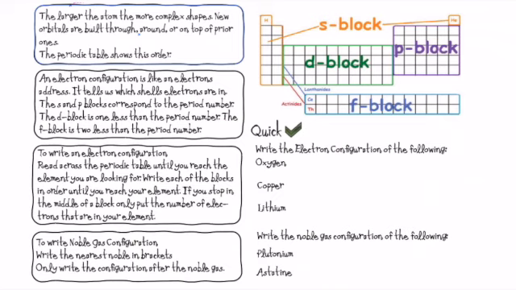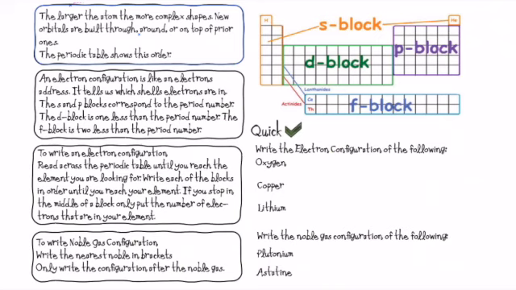An electron configuration is like an electron's address. It tells us which shells electrons are in. The s and p blocks correspond to the period number. The d block is 1 less than the period number, and the f block is 2 less than the period number. To write the electron configuration, read across the periodic table until you reach the element that you are looking for. Write each of the blocks in order until you reach the element. If you stop in the middle of a block, put only the number of electrons that are in your element. To write the noble gas configuration, write the nearest noble gas in brackets. Only write the configuration after the noble gas.